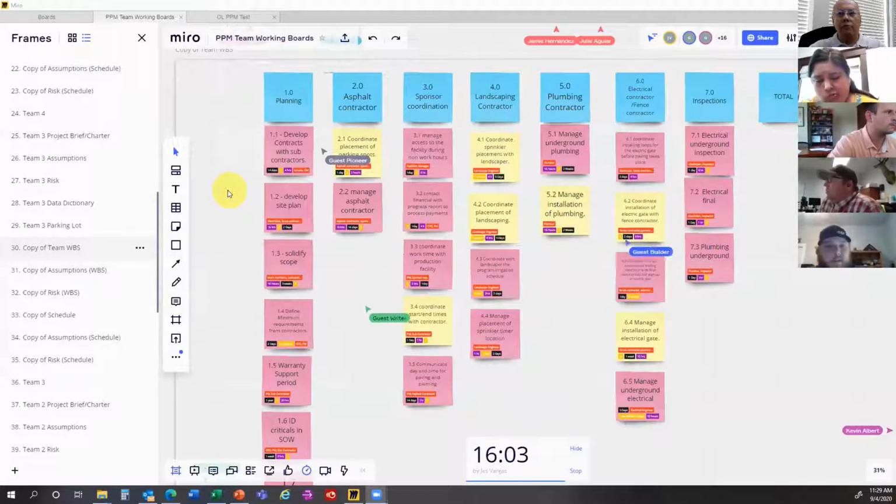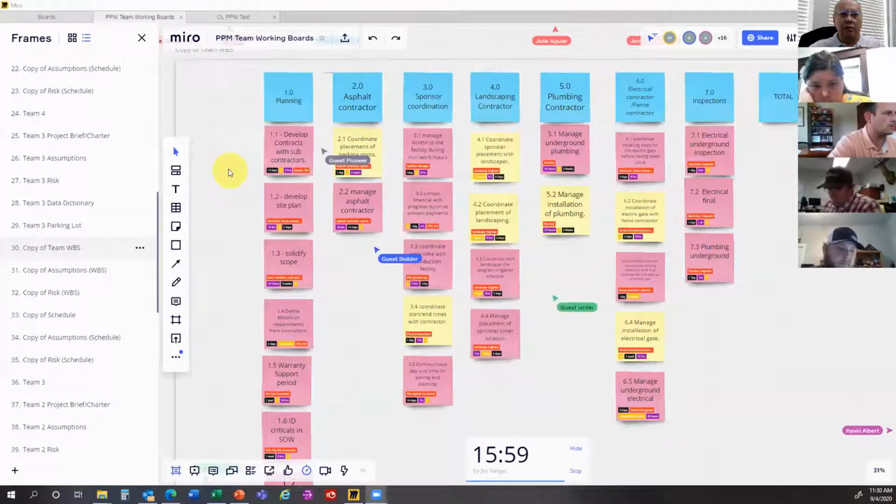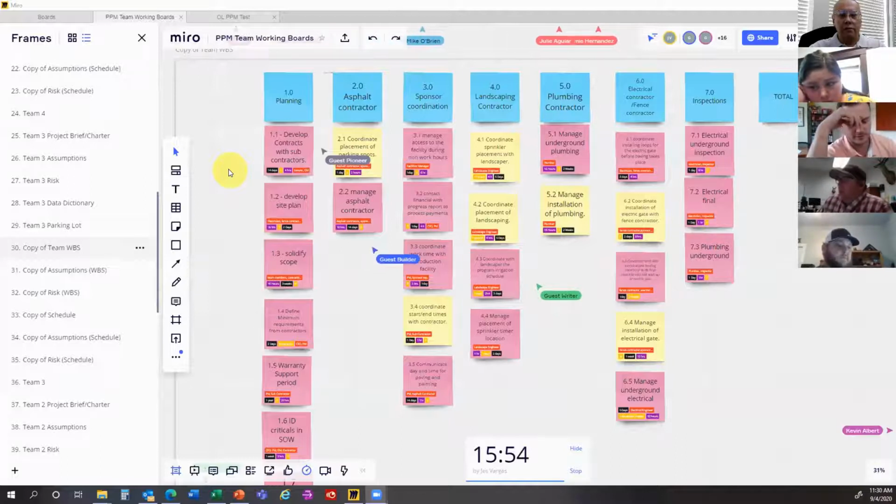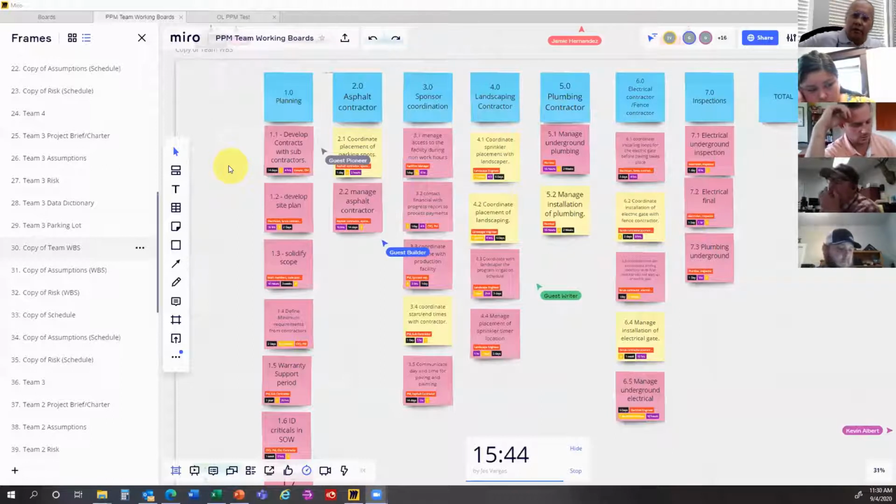What dollar rate did you agree on? We were trying to come up with several different ones depending on what the project was. It's like landscaping versus plumbing versus electrical. Okay.